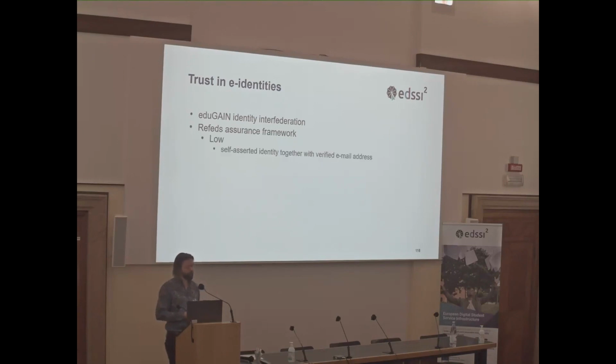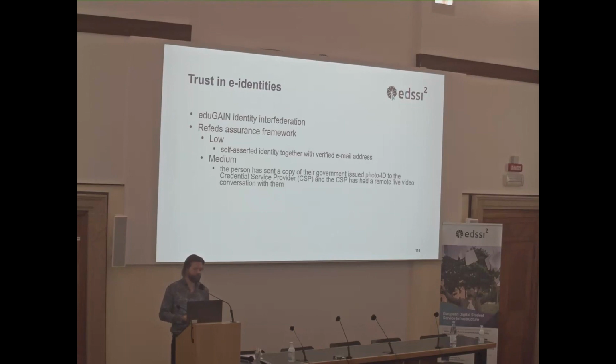So basically, there are three levels of assurance in this framework. There's a low assurance, which is, and this is an example, it's not the only one, but it can be a self-asserted identity together with a verified email address. Basically, that usually means that you send an email or a verification to some email address where someone clicks on a link. So basically, you usually know that this is a person rather than a bot or an AI or whatever.